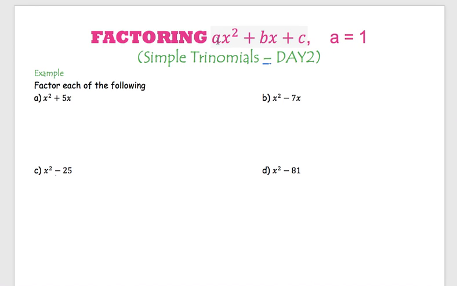And a here, the number in front of the x squared, we are just staying with a equals 1. If you take some courses in the future where the a is a different number, then you have a different set of rules that you have to use. So we are just sticking with simple trinomials, okay?